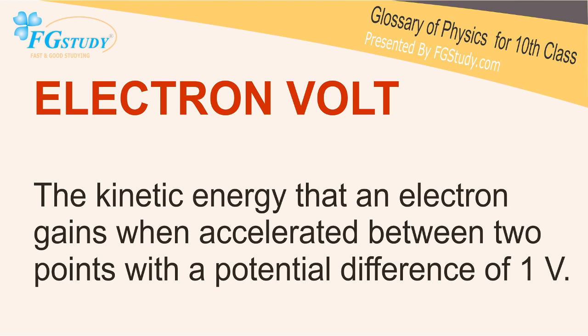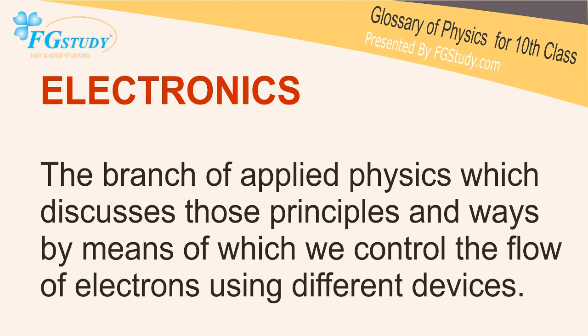Electron volt: the kinetic energy that an electron gains when accelerated between 2 points with a potential difference of 1 volt. Electronics: the branch of applied physics which discusses those principles and ways by means of which we control the flow of electrons, using different devices.